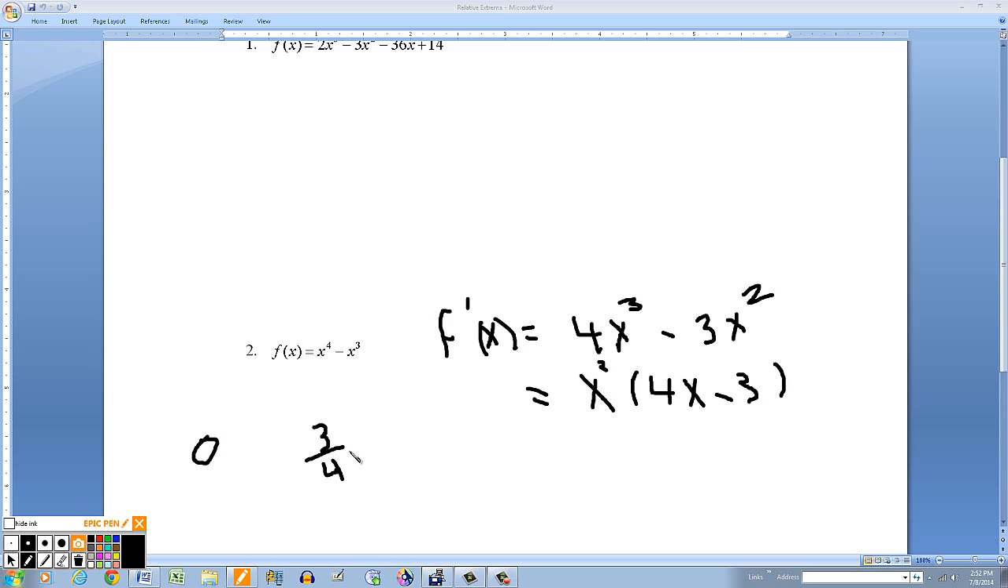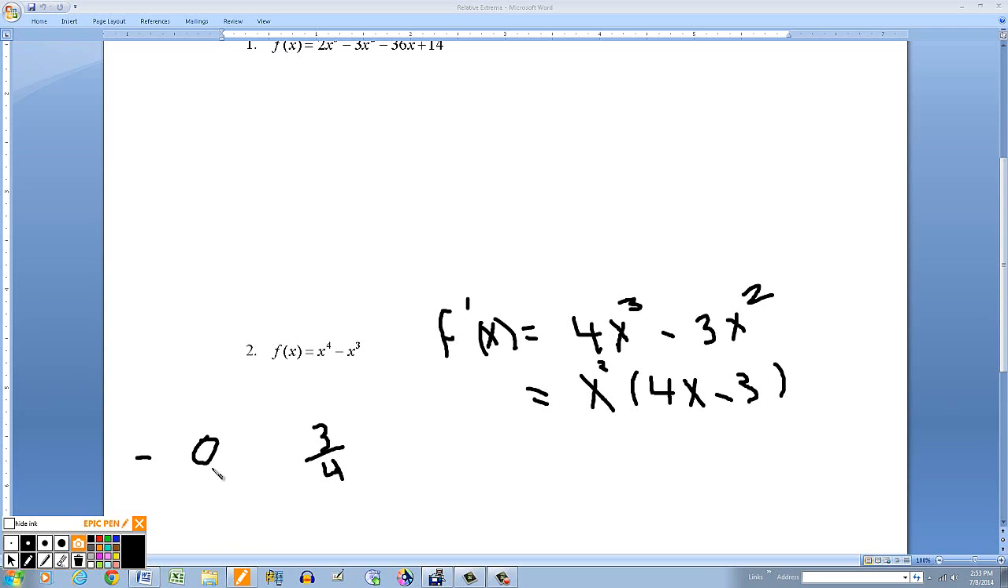okay, to determine the sign of the derivative, so I'm going to pick, say, a -1. I put a -1 there. -1 squared is positive. -1 times 4 is -4 minus 3 is -7. So this is a negative times a positive. So to the left of 0, the derivative is negative.